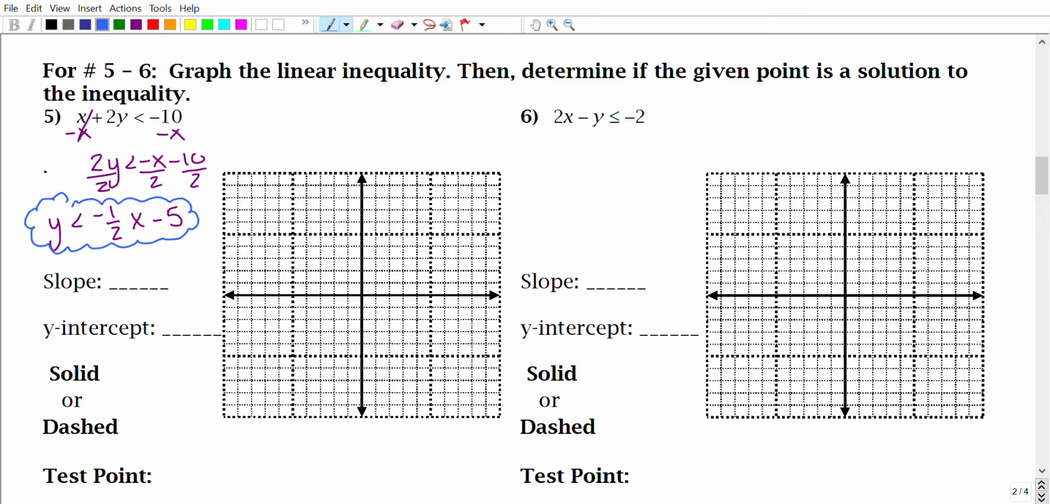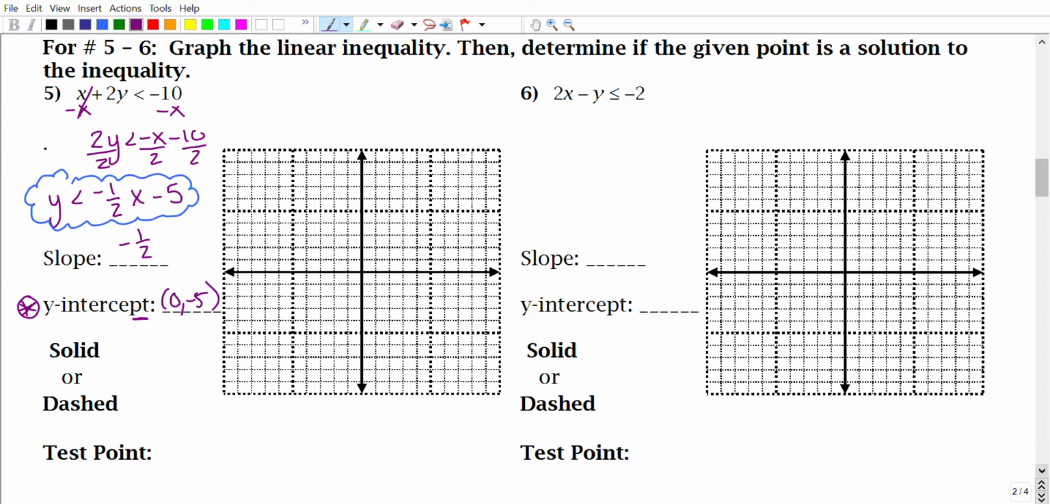So this is my inequality. All I need to do now is write down what my slope is. Well, my slope is negative 1/2. My y-intercept is 0, comma, negative 5. Remember, make sure you're writing this right here as an ordered pair. It is a point, okay? So it has to be as 0, comma, negative 5, not just negative 5. Okay? Now, we have a less than symbol, not a less than or equal to. Okay, no equal to here, so we're going to have a dashed line.